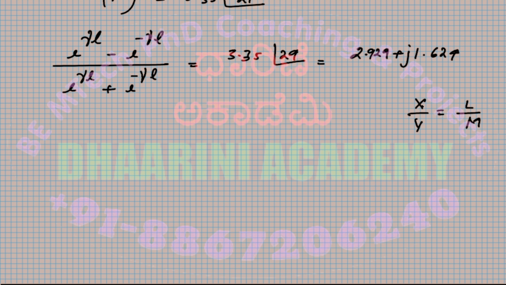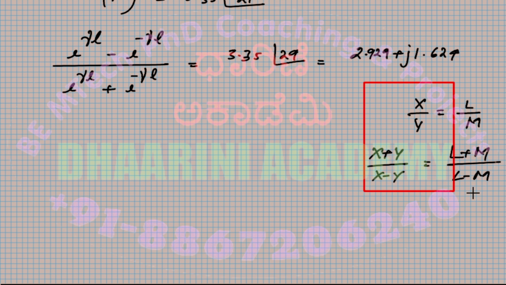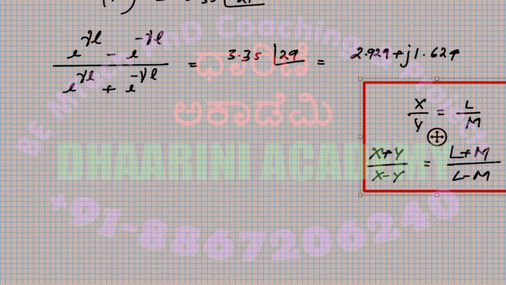So x plus y by x minus y will be equal to L plus m by L minus m. That's the rule, and this is what you can apply. We try to apply this so that I get only gamma L on one side. If I add this and this, I get 2 times e to the power gamma. So e to the minus gamma L I can cancel. Similarly, I need to divide something in the denominator so that I'm able to cancel it out.